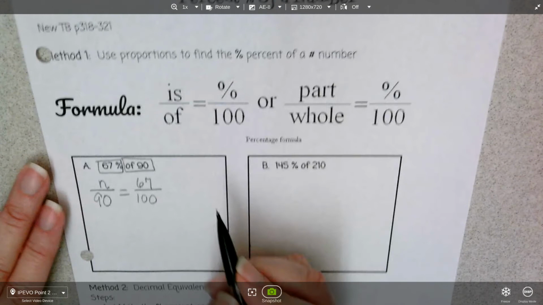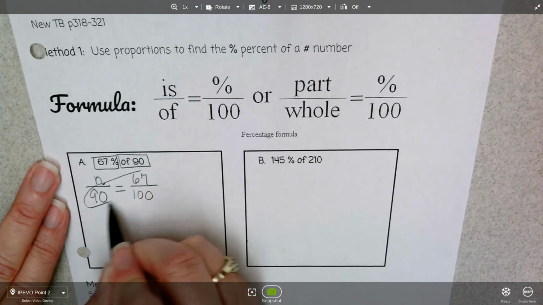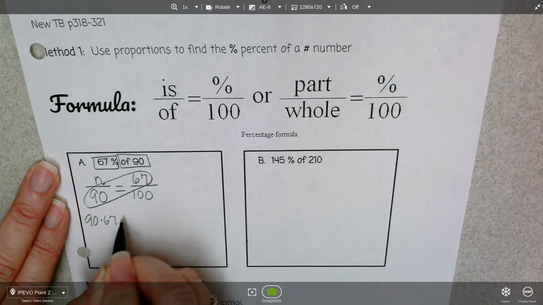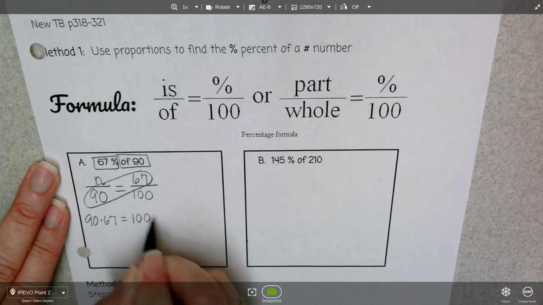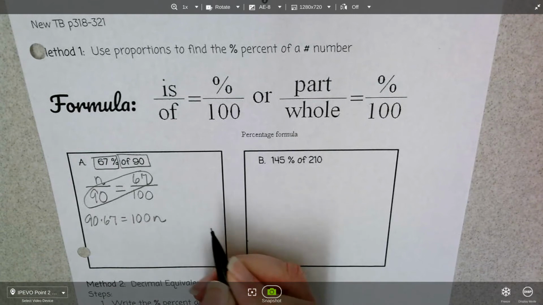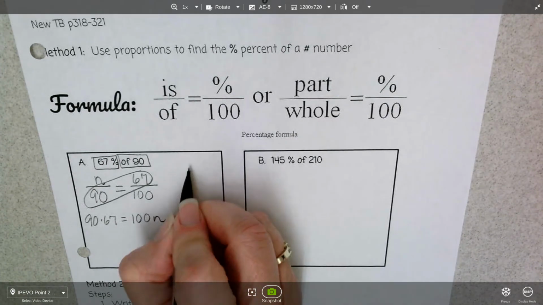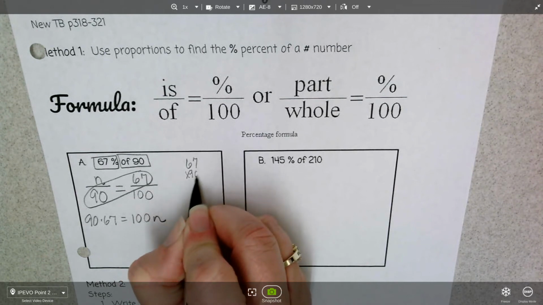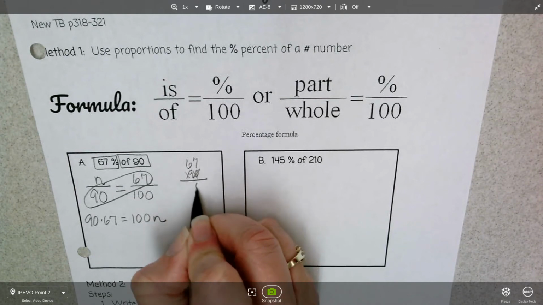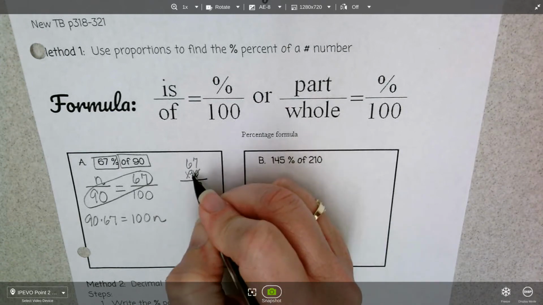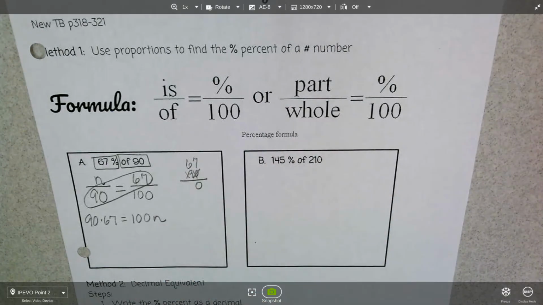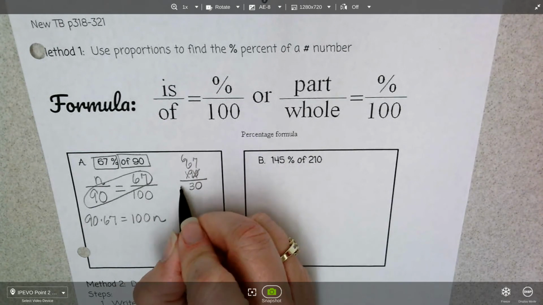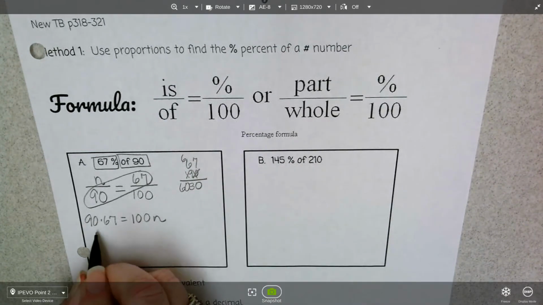Now we're going to use our cross products to write our equation. 90 times 67 equals 100n. 90 times 67 is a little bit hard to do in our head, so we can multiply it right here. 67 times 90. Go ahead and cross that 0 out, bring it down as a placeholder, and multiply by your 9. 9 times 7 is 63. Carry your 6. 9 times 6 is 54, plus 6 is 60.